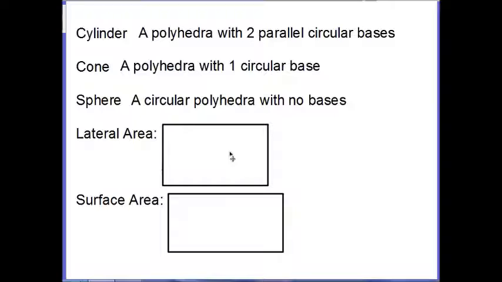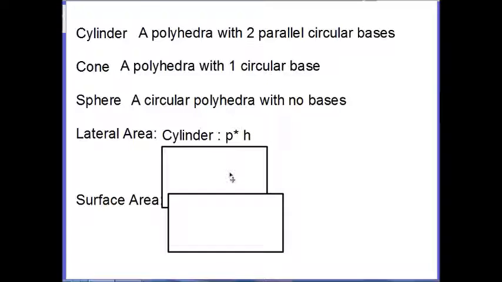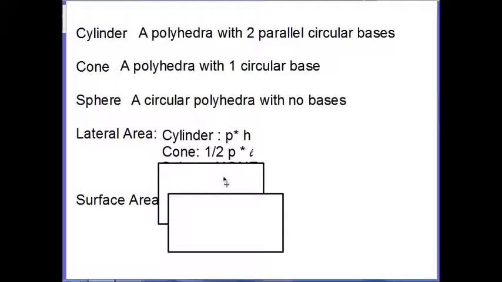Now, a lateral area formula is associated with this. First, for a cylinder, the lateral area of a cylinder is going to be the perimeter of the base times the height of the cylinder. This formula is going to be exactly the same as a prism. Next, a cone is going to be 1/2 the perimeter times the slant height. This formula is going to apply to all cones. And last but not least, a sphere. A sphere has no lateral area because it has no bases.